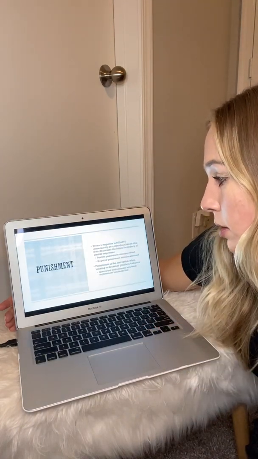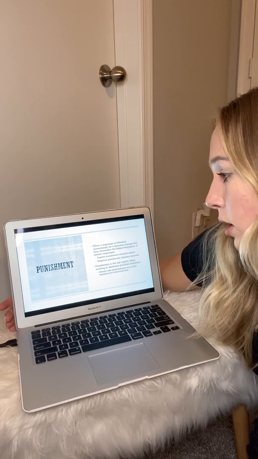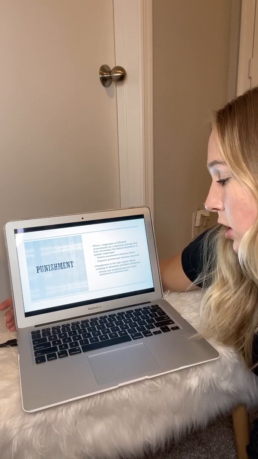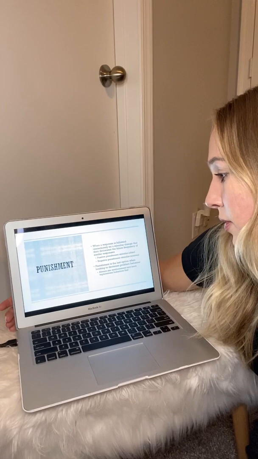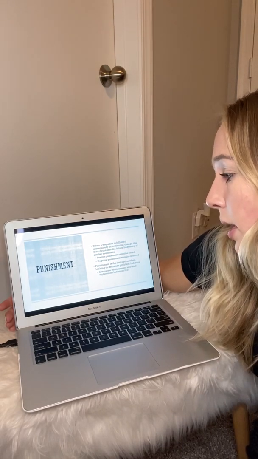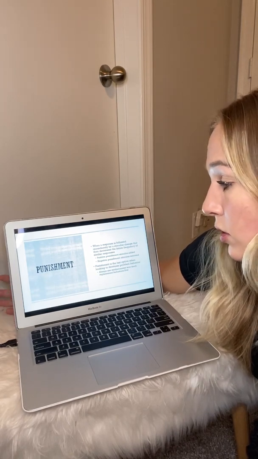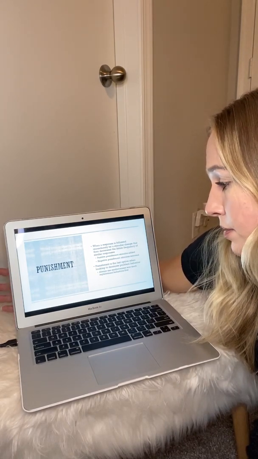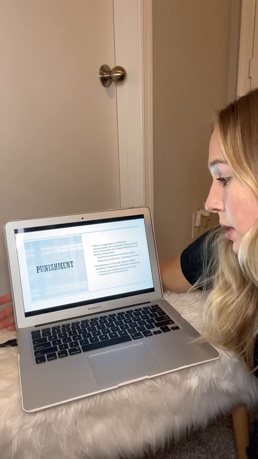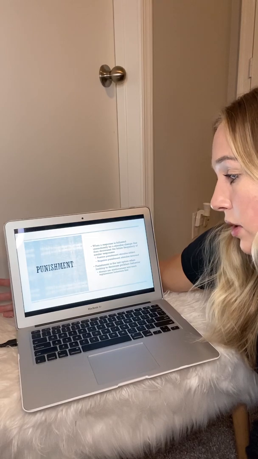So moving on to punishment. When a response is followed immediately by a stimulus change that then decreases the future frequency of similar responses. So there's positive punishment, which is when a stimulus is added to then decrease the problem behavior, or there's negative punishment, which is when a stimulus is removed to then decrease the behavior.